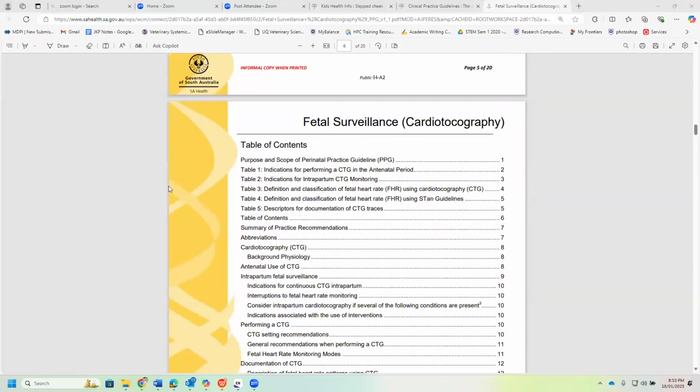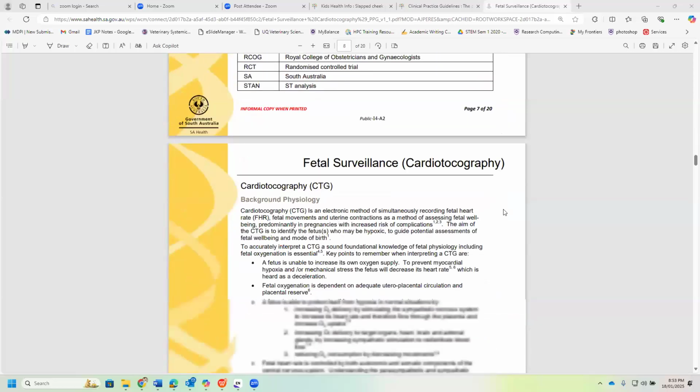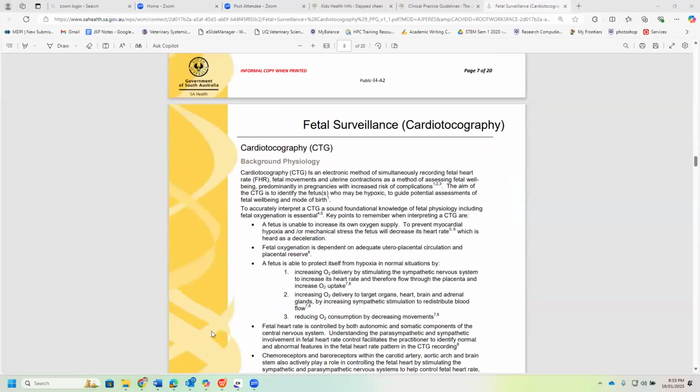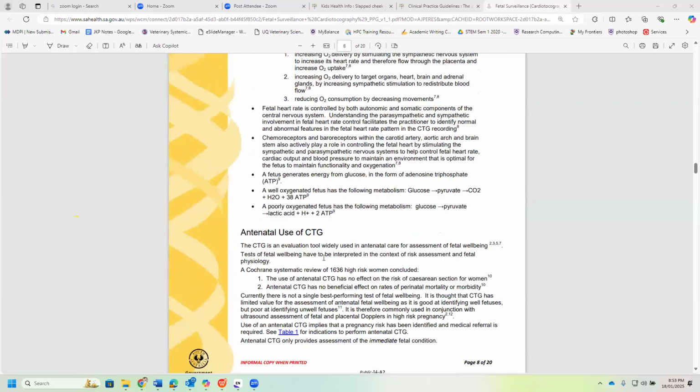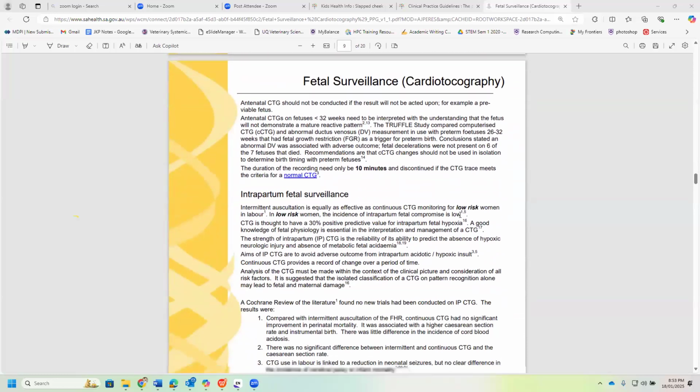Now, what to do when the CTGs are abnormal? So first of all, when a mother is coming to you in preterm or any part of their gestation with any problems, the first thing that you do is the cardiotocography, or you can do ultrasound as well. This is fetal surveillance, basically.